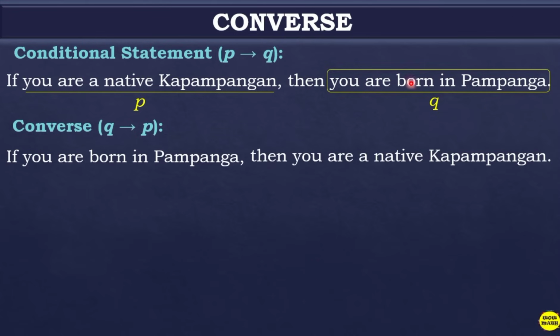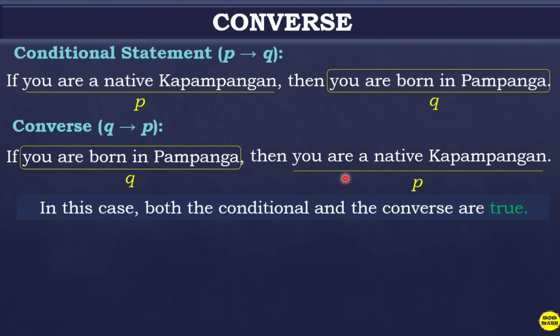So, binaliktad lang natin. This will become now your hypothesis, yung conclusion mo, nandito, and then ito ngayon yung iyong hypothesis. This is your P. So, if Q, then P. That is your converse. Now, if we will try to analyze, if you are a native Kapampangan, then you are born in Pampanga. This is true. If you are born in Pampanga, doon ka pinanganak, then you are a native Kapampangan. This is also true. So, therefore, in this case, both the conditional and the converse are true.